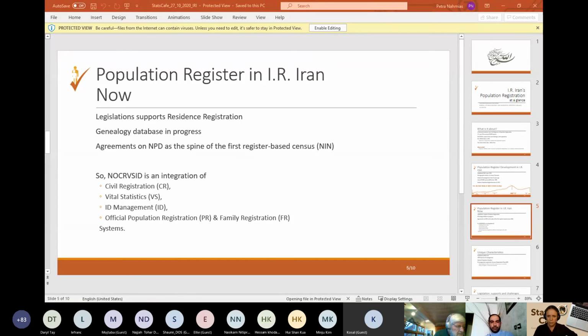On the next slide, please, let's go through our current population registration, which plays an important role in the NSS as the only NIN and LIN provider. It has the key role to link other administrative data sets. NOCRVS ID has also provided information for data matching.